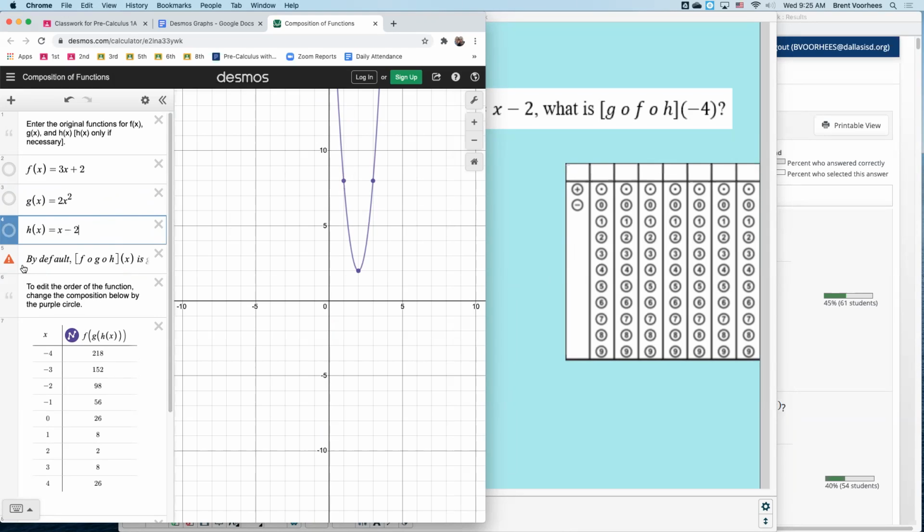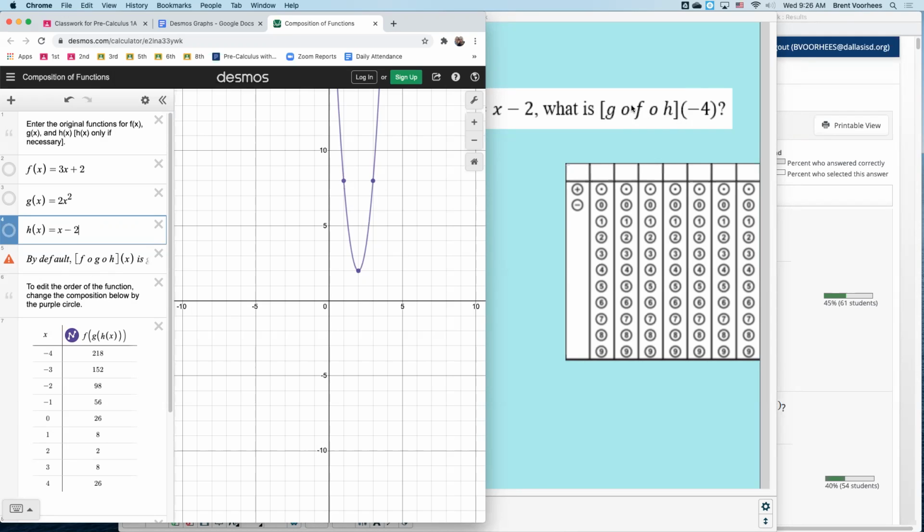Now this is key instruction right here. So notice I intentionally did it to where it'll pull up a warning sign. It says by default, f of g of h is what's given. That's what's graphed. F of g of h. Now I want you to check out the problem. Is that what problem number 1 is? Is it f of g of h? Are the letters in the same order? They're not. And so we need to change the order.